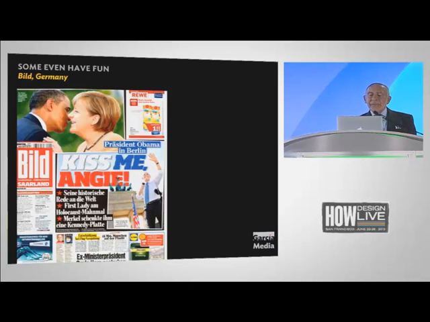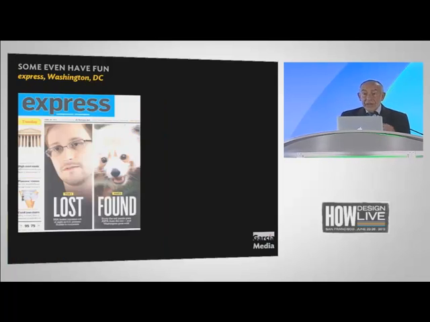And some papers are even having fun. Here is Obama in Berlin visiting Angela Merkel. Bild Zeitung is a paper with an attitude. More print newspapers need to have an attitude. So their headline was "Kiss Me Angie." They were having trouble with that. Today, the Express of Washington, D.C., today's front page, had fun with this lost and found. So Rusty has been found, the other one is lost. Putting the 2 stories together, this is what you do when you really are having fun, even working in a printed newspaper.